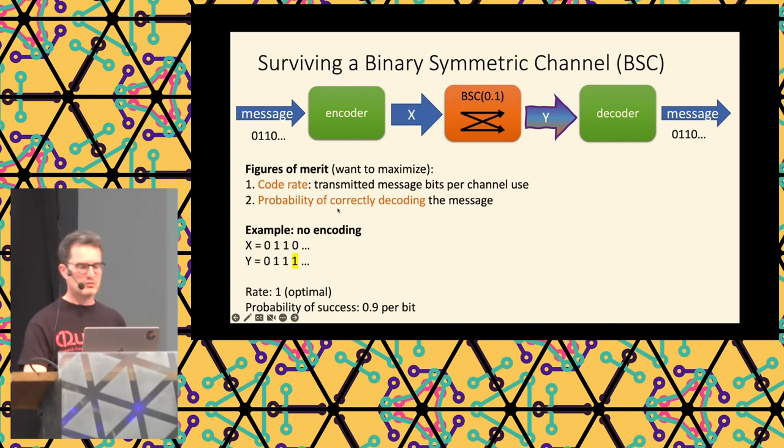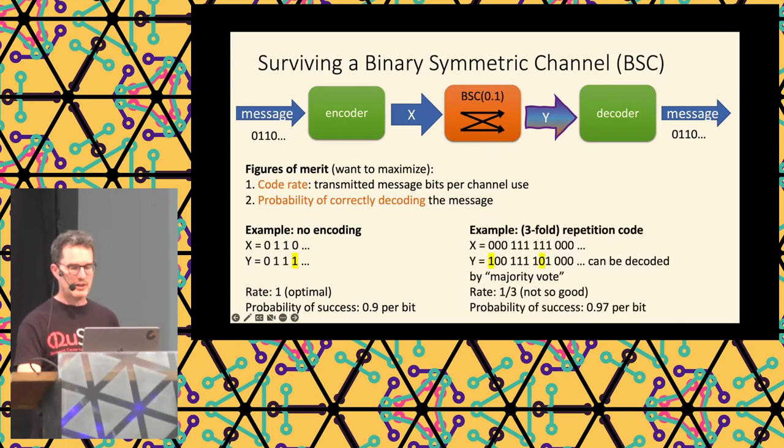A trivial example is we don't encode at all. Just send whatever you get. So if the message is 0110, well, just send that over the BSC. Well, we can be unlucky that some bit is flipped, and then, well, we're lost. The rate is very good because we only use the channel exactly once for every bit we want to send. But the probability of success is obviously 0.9 per bit, which is not that great.